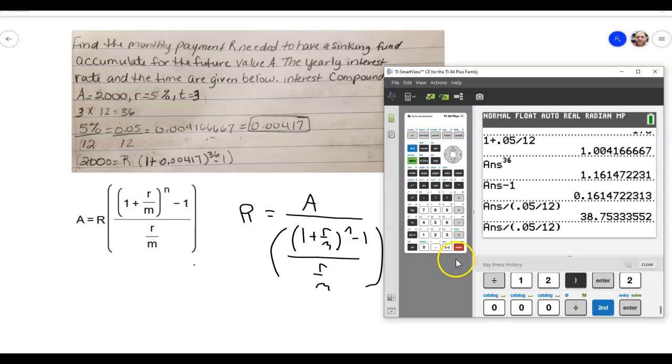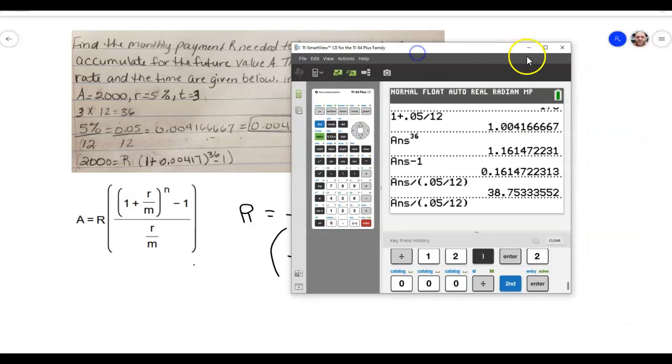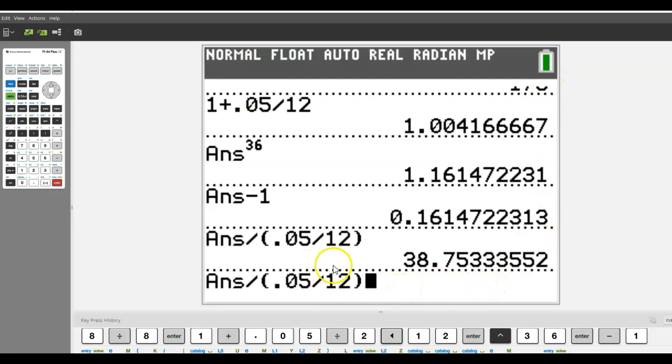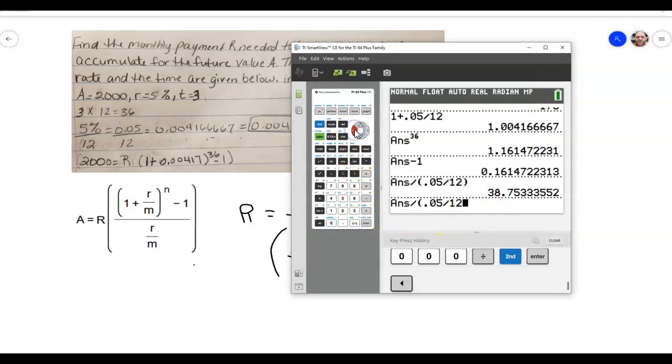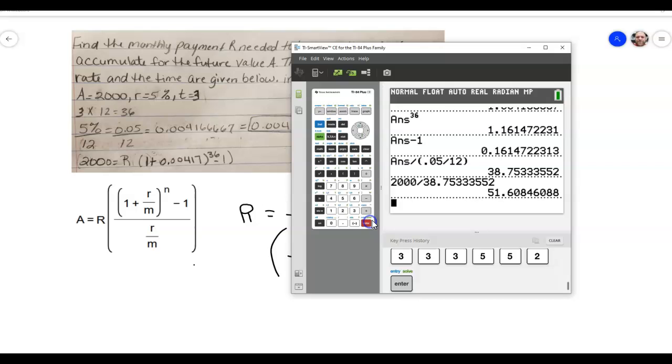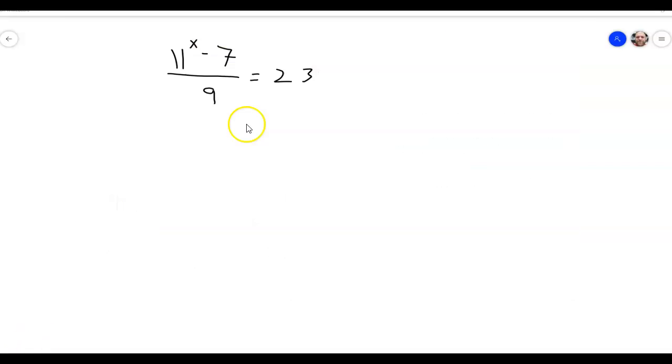it should, hold on just a moment here. Did I put the wrong thing in here? Let me go back here. I think I hit the wrong button. Clear. So this, 2,000. Let's just type in the number there. I think it pulled up the wrong thing. 38.75333552. And I get $51.61 for my answer.